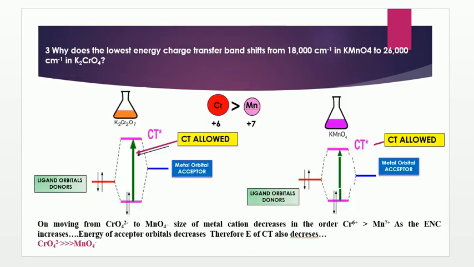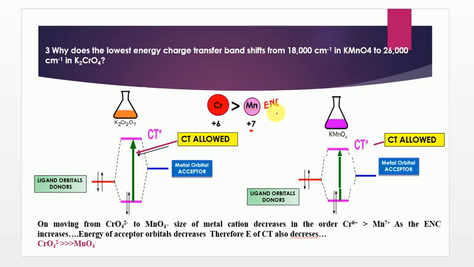So come to the next question: why does the lowest energy charge transfer band appear around 80,000 inverse centimeter in the case of KMnO4, and for potassium dichromate it appears at 26,000? The reason is that both are examples of charge transfer complexes, but when we look at the chromium and manganese sizes, manganese usually has a smaller size and higher charge. As it has a smaller size, it has a high effective nuclear charge, and because of this high effective nuclear charge of manganese, what will happen?